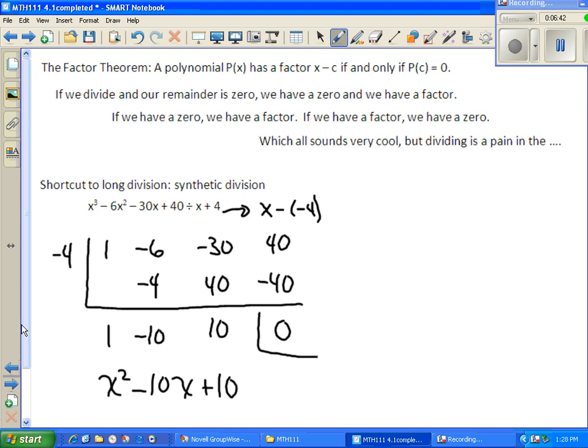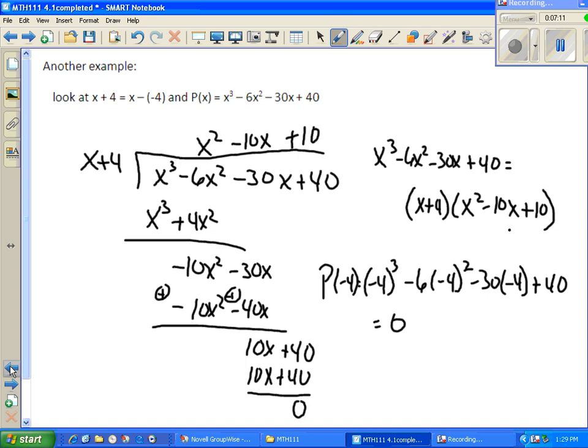Okay. And then our result here, the 1, the negative 10, and the 10 form the remaining polynomial. We started with a third degree polynomial, so after we do our division, we should now have a second degree polynomial. It should always drop by 1 degree. So our remainder is 0. Here's our constant, our x, and our x squared term. So we get x squared subtract 10x plus 10 as a result of doing the division, which is the same thing we got over here when we did it with long division.